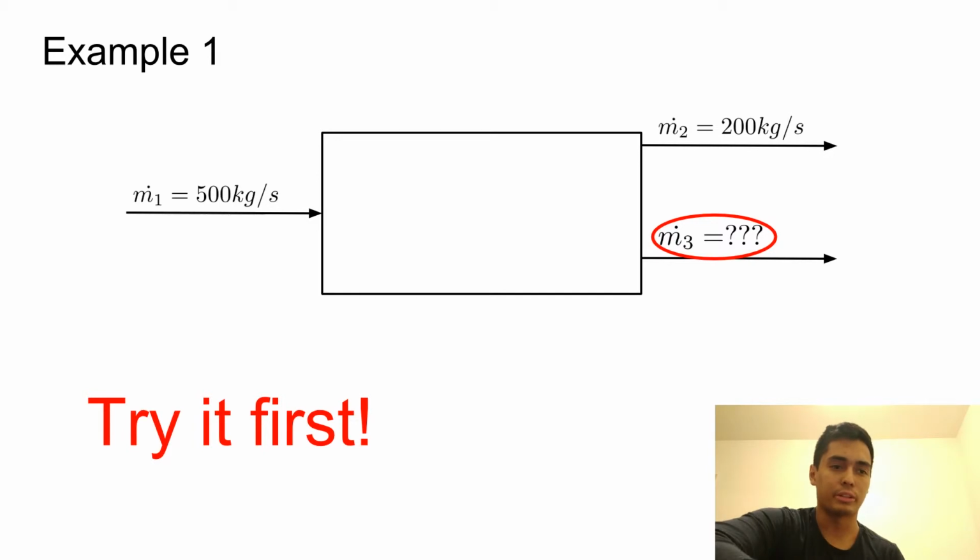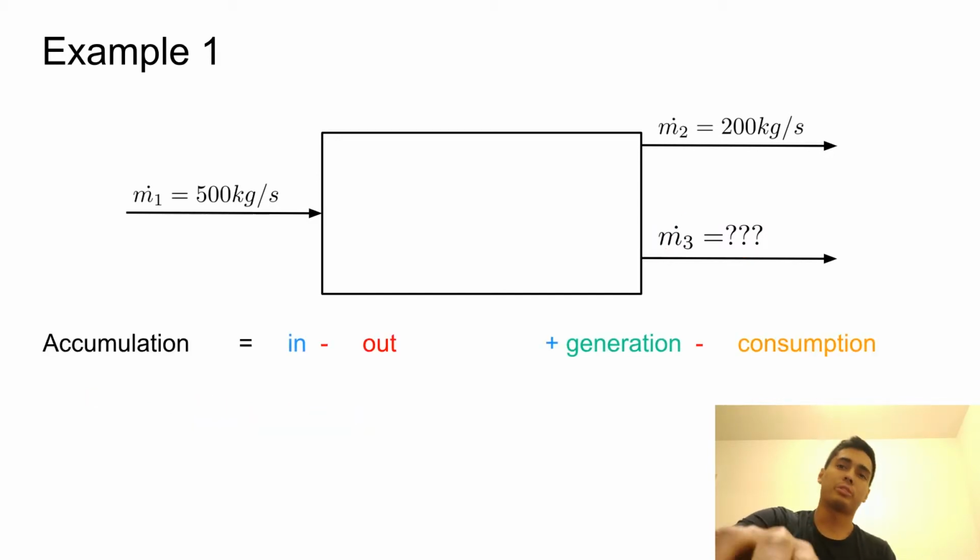Okay, I'm gonna give you a hint in 3 seconds if you're a little stuck. So 3, 2, 1. So we're just gonna simply write off the entire thing. Accumulation equals in minus out plus generation minus consumption. When in doubt, accumulation equals in minus out.